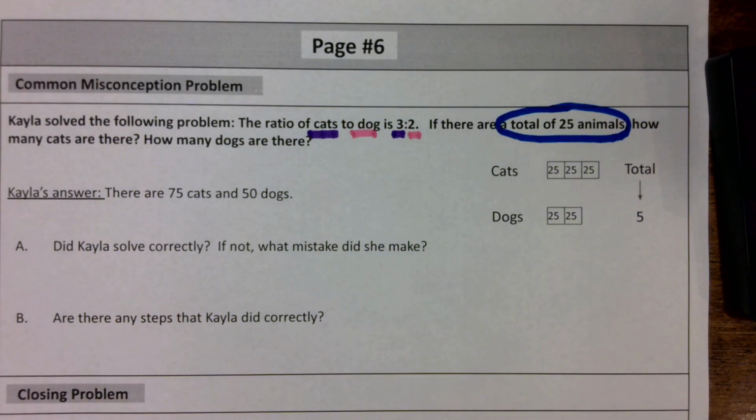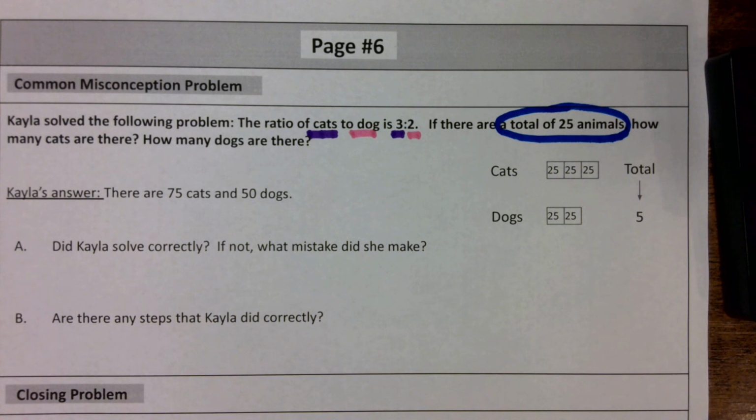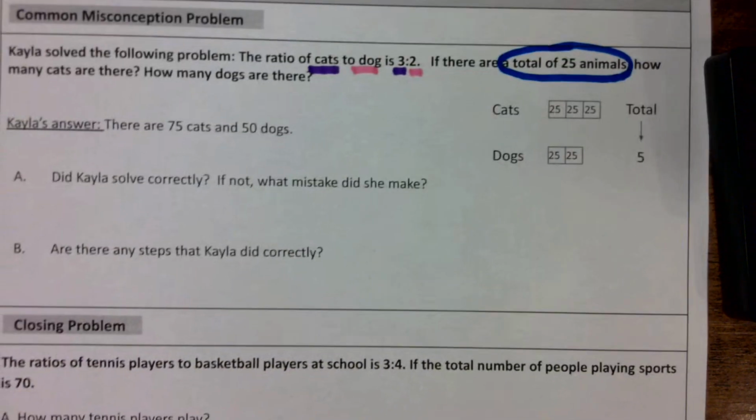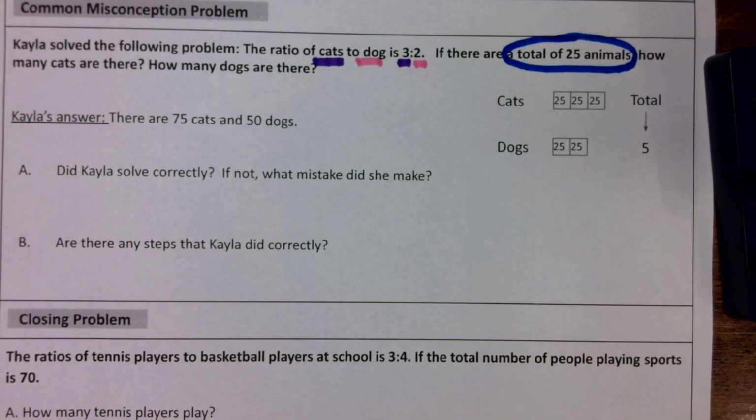Kayla solved the following problem. The ratio of cats to dogs is 3:2. If there are a total of 25 animals, how many cats are there? How many dogs are there? So Kayla's answer is there are 75 cats and 50 dogs. Did Kayla solve correctly? If not, what mistake did she make?